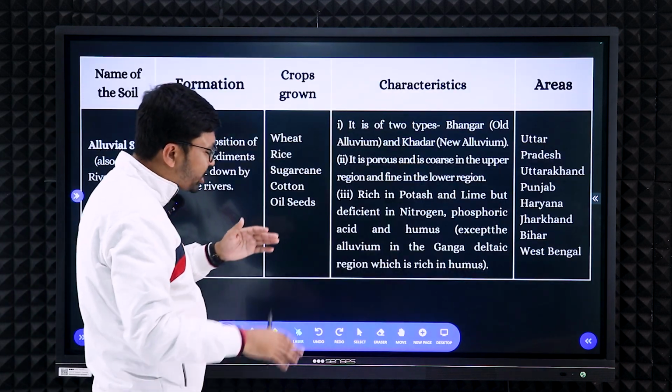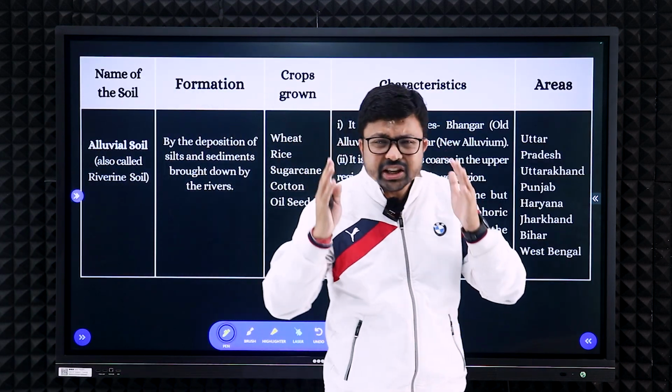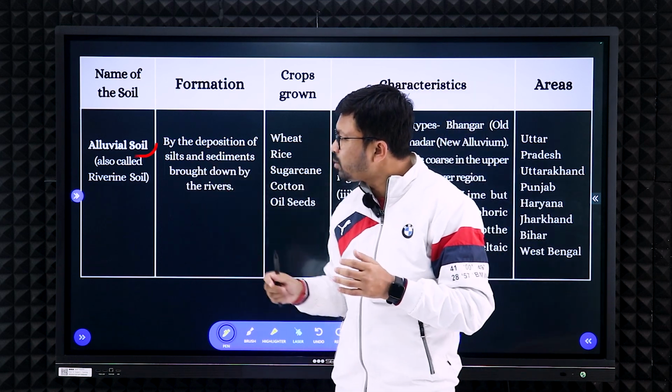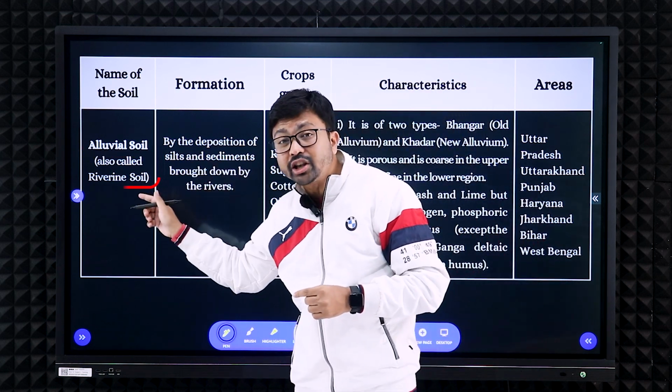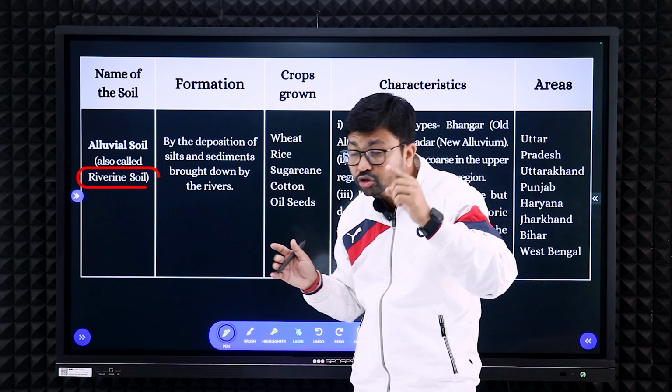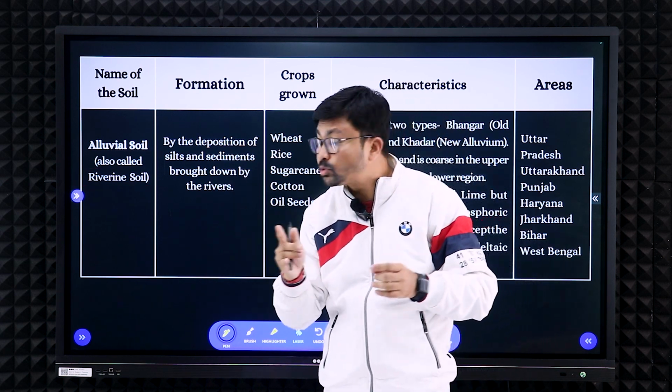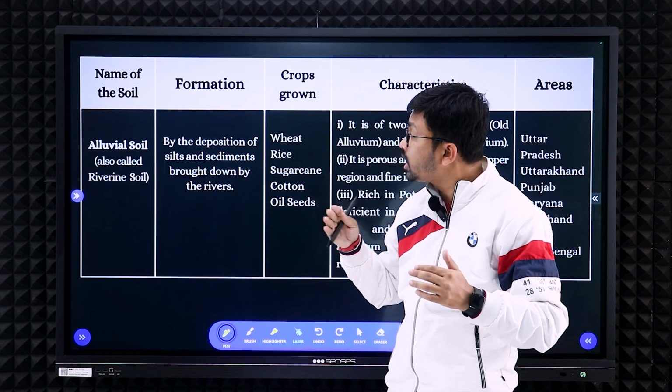Next, here you can see, you need to know details about each type of soil. What are those? First, alluvial soil. It is also called riverine soil. You need to remember that. This type of question may come in your MCQ. Please remember, this is also called riverine soil.